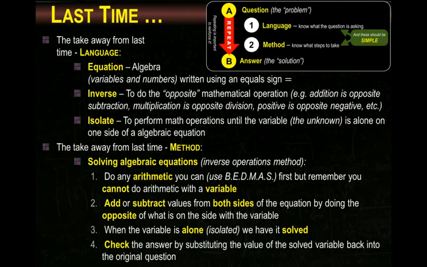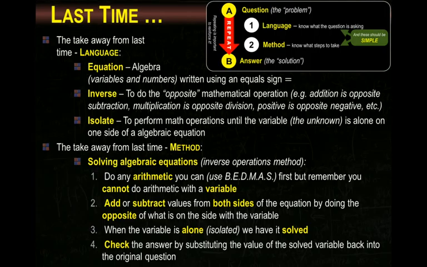Okay, and speaking of which, now you've got to watch out because when you get into grade 9 math, your teachers are going to use fancier math terms like equation, inverse, and isolate. So inverse just means opposite. That's all it means. The inverse is the opposite. Isolate just means put it by itself. That's what isolate means. And an equation is just algebra that you write with an equal sign.